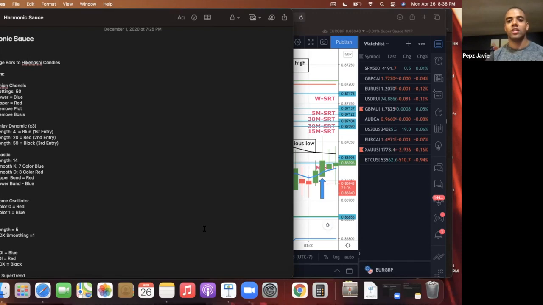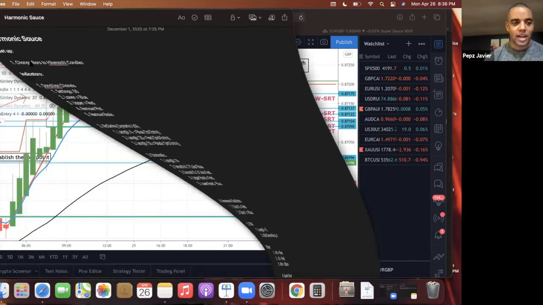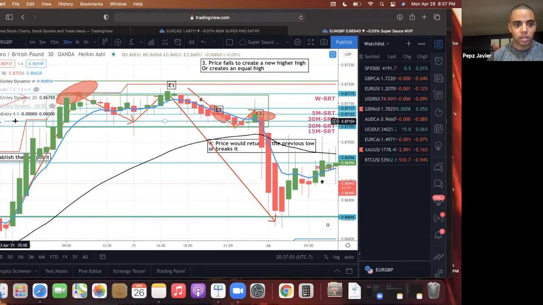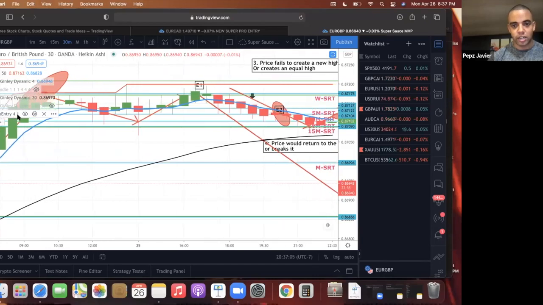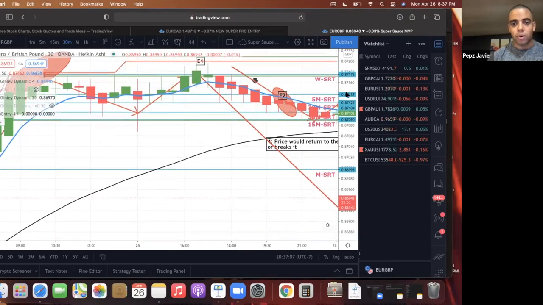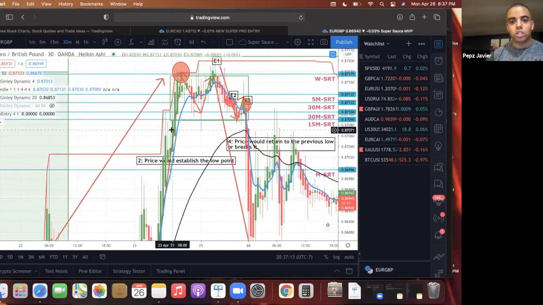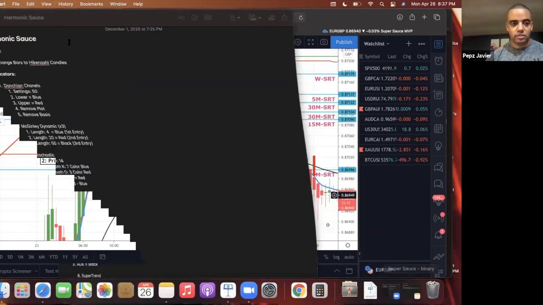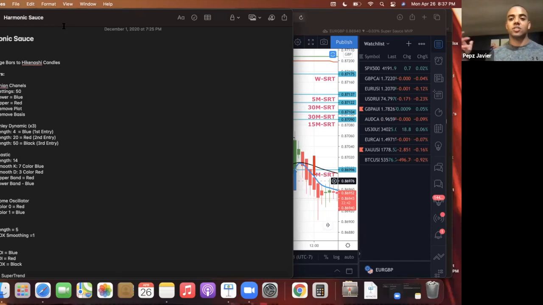Now, the only thing that you guys will not have right now would be, let me just hide this guy, is the pro entry indicator. This is a custom indicator, but essentially it is the same thing as this indicator, which is basically the super trend. So let's go over this scanner, this harmonic scanner strategy.